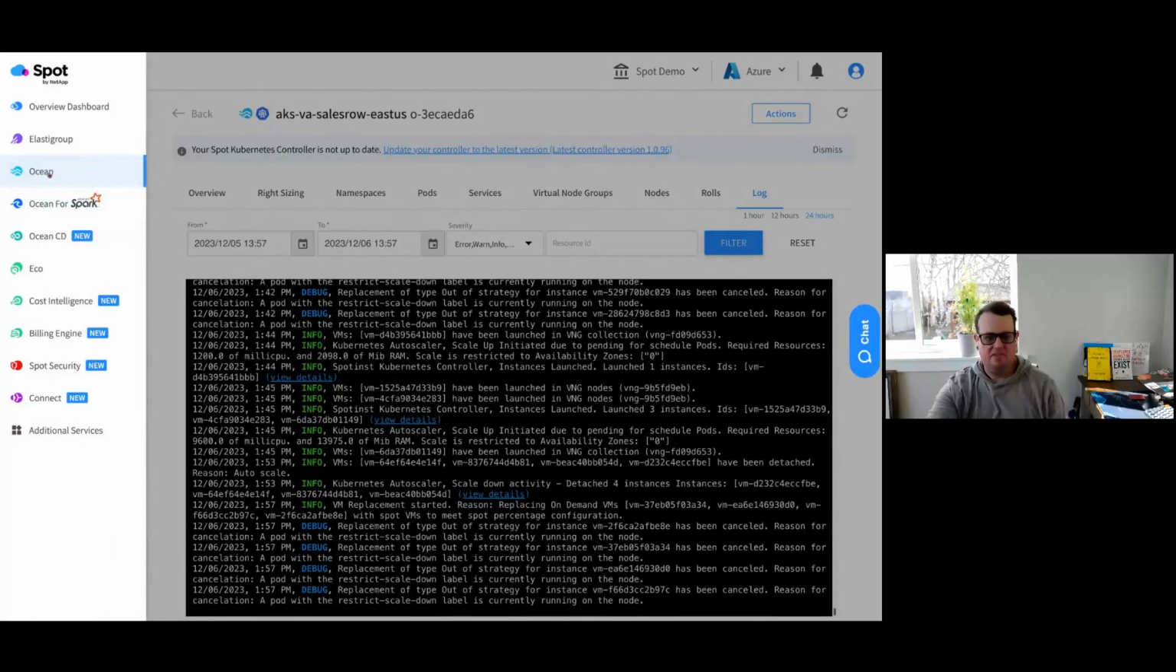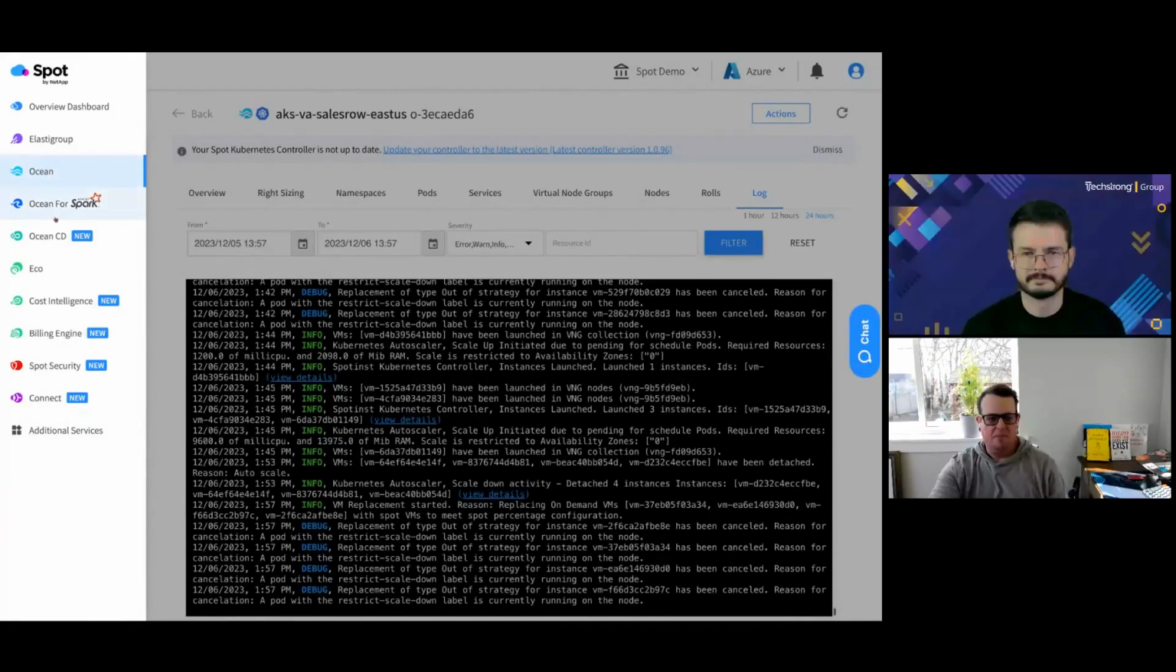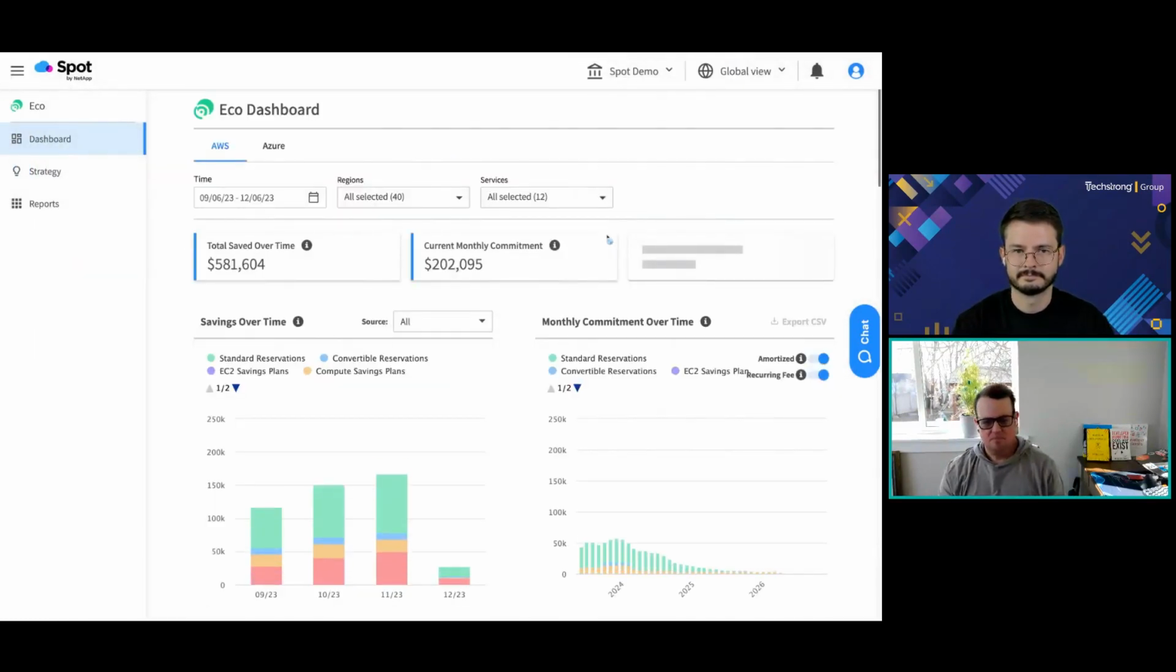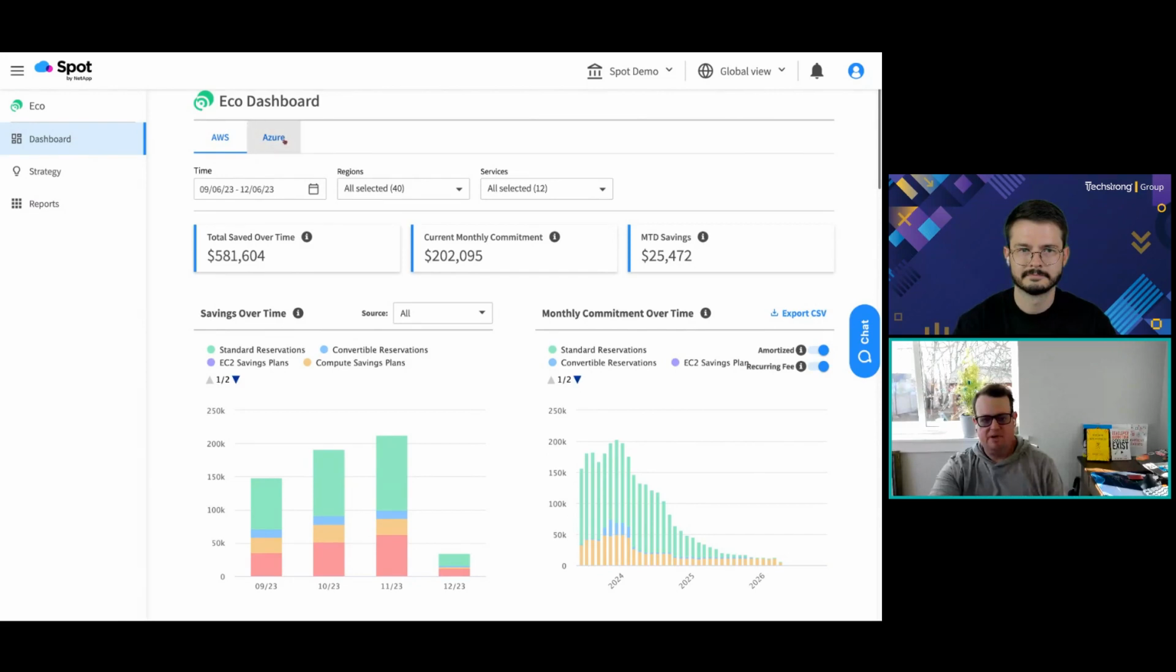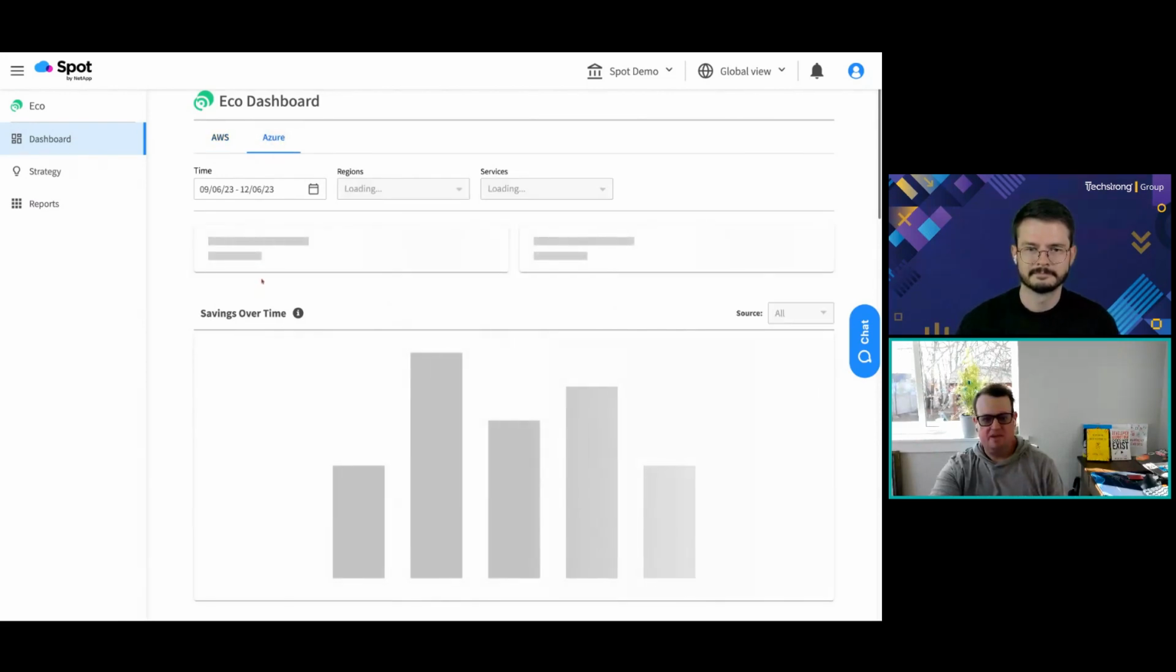Same tech behind the scenes for Elastigroup. I'm going to skip the Ocean for Spark aspect of it because basically Ocean and Ocean for Spark are the same product, just one's for your Spark workloads. Let's get to the FinOps tools while we're here. This allows me to have that dashboard that we were talking about, again, multi-cloud. I can come in here.